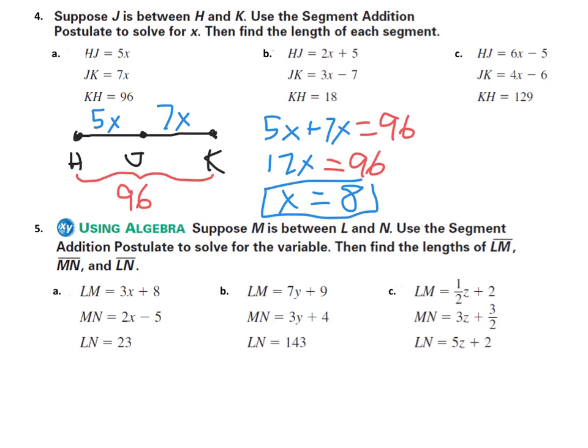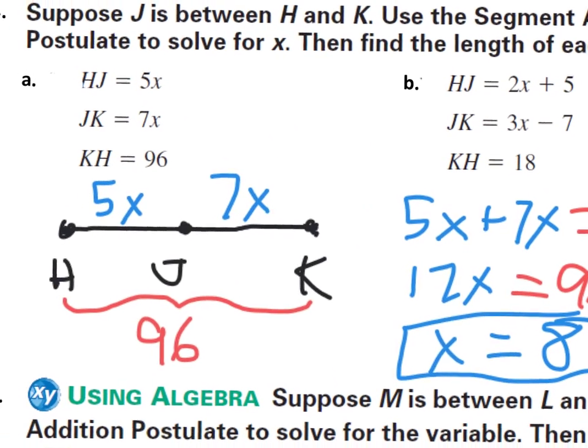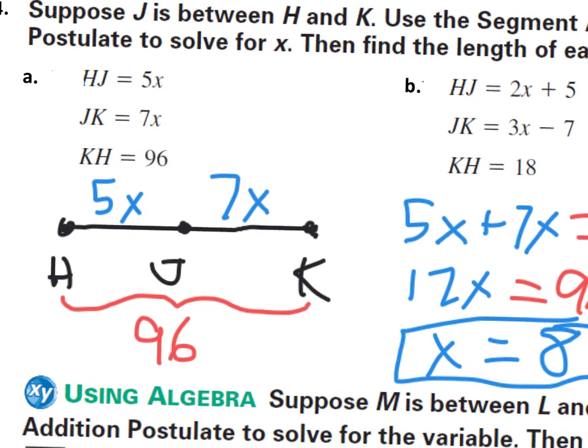So now we've solved for x. So now to find the length of each segment, we plug it back in. Zoom in a little bit. Plug in 8 for x. So for HJ we get 5 times 8, which is 40. And for JK we get 7 times 8, which is 56.